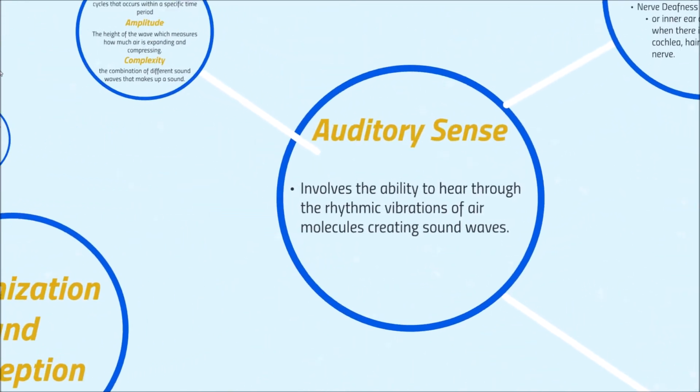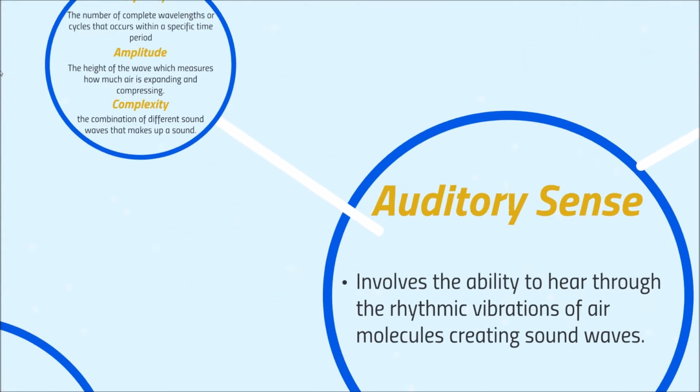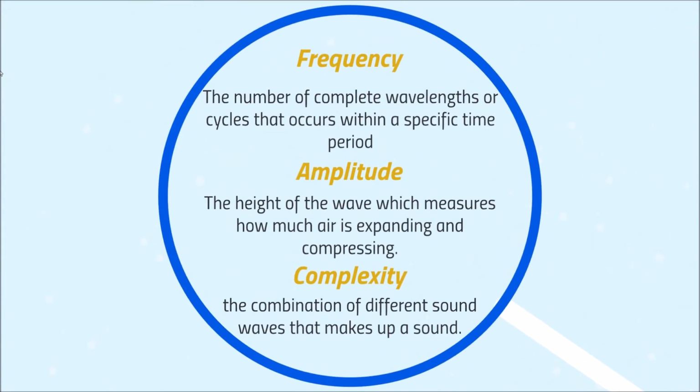Auditory sense involves the ability to hear through the rhythmic vibrations of air molecules creating sound waves. Frequency is the number of complete wavelengths or cycles that occur within a specific time period. Amplitude is the height of the wave, which measures how much air is expanding and compressing, and complexity is the combination of different sound waves that make up a sound.